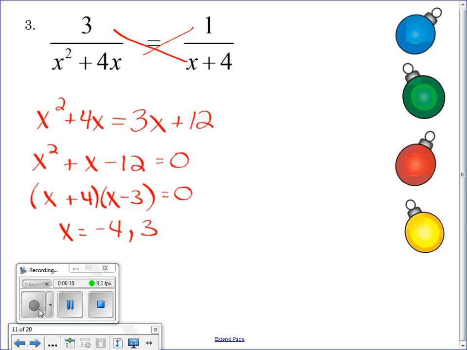Why not? Yeah, if I put negative 4 plus 4, that's no good. What about 3? 3 is fine. What's the other restriction, though? 0 would be the other restriction. Good.